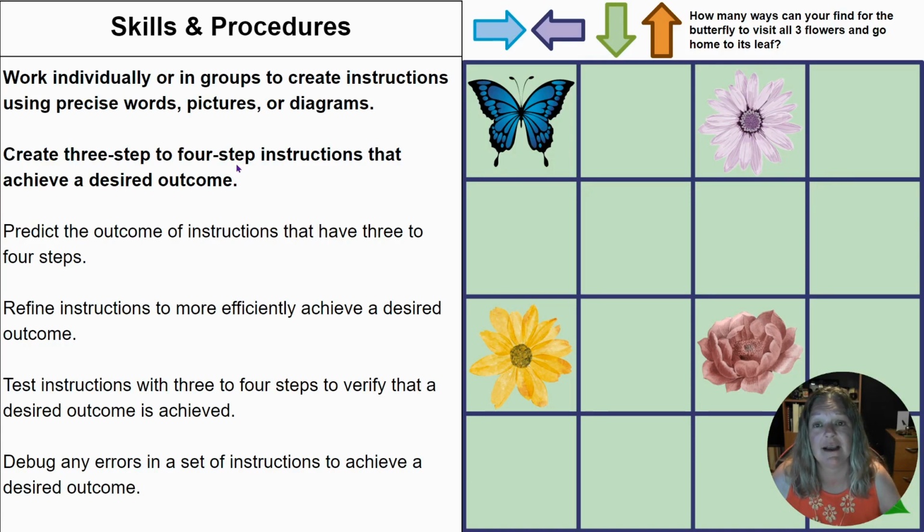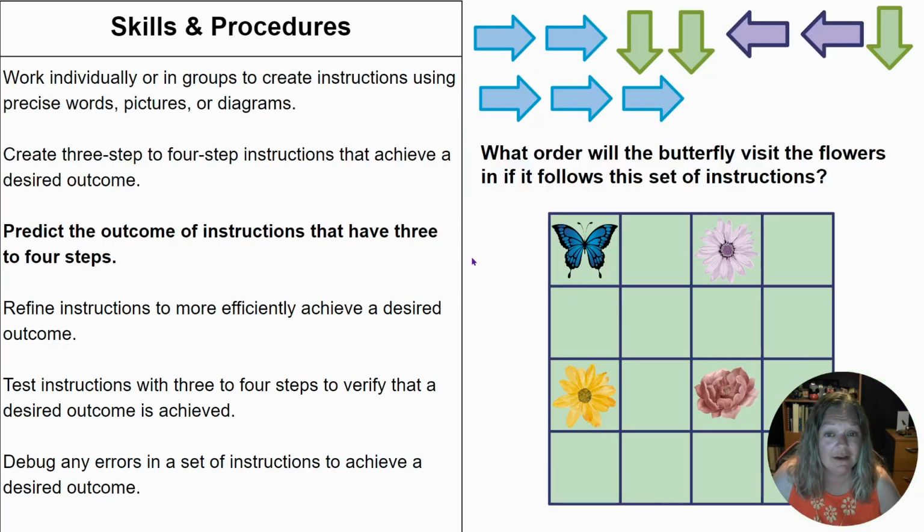So with the same example that I had on the last slide, we could ask students, how many different ways can you find for your butterfly to visit all 3 flowers and go home to its leaf? And challenge them to use the arrows and figure out as many different pathways as they can. Definitely going to be meeting these skills and procedures here.